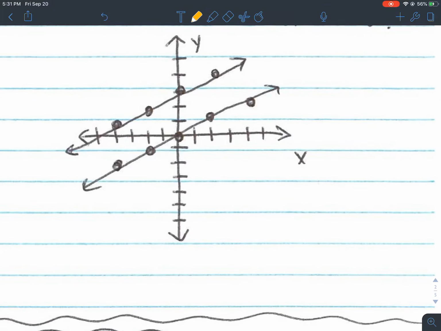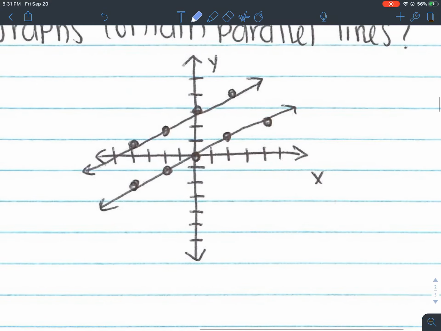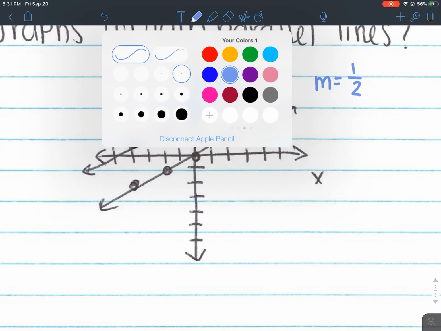All right, with my second graph, let's do rise over run again. So for my first line, again, you can pick any point to do rise over run. I'm just going to pick this one. I'm going to rise, so I rise plus 1, and then I'm going to run plus 2. So my rise was 1 over 2.